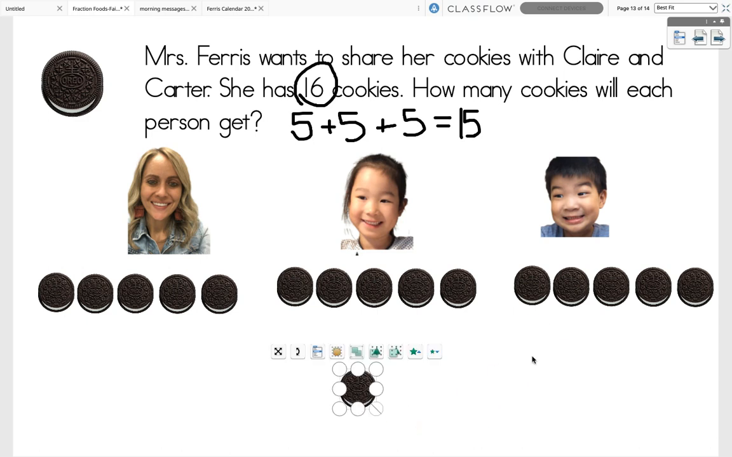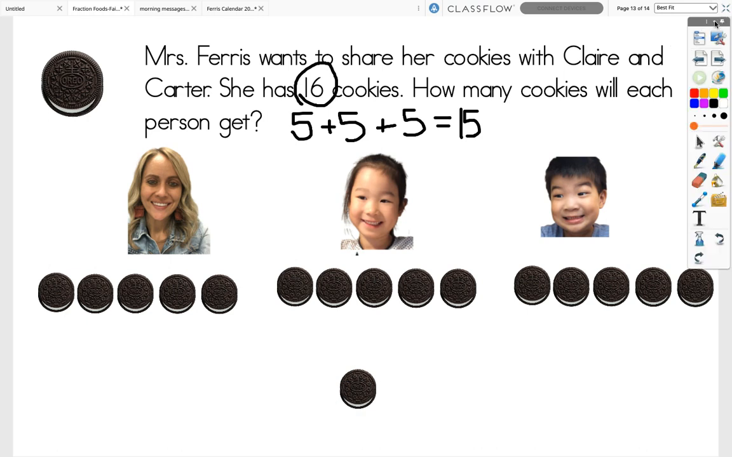The most fair thing to do, I mean, it would be kind for us just to give it to Claire or to Carter or to me. It would be like, oh, that's a kind thing to do. I already have 5. One of you guys can have it. But we're not talking about just being kind. We're talking about equally sharing.